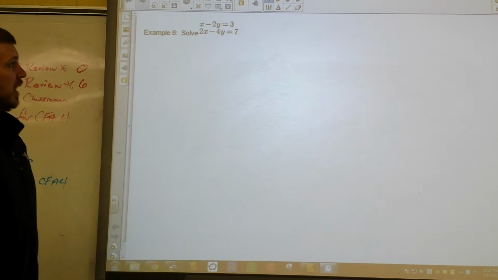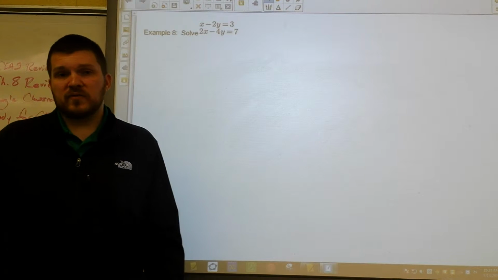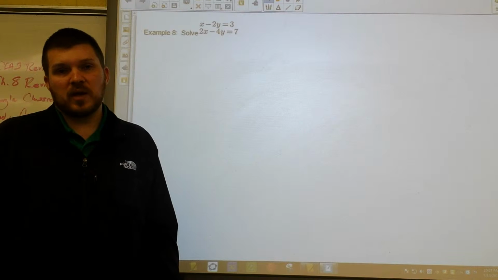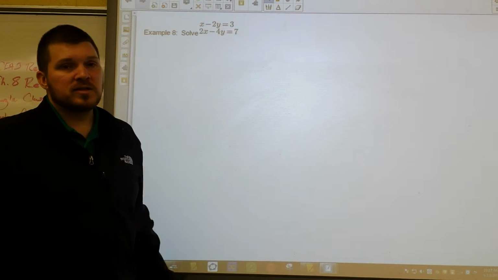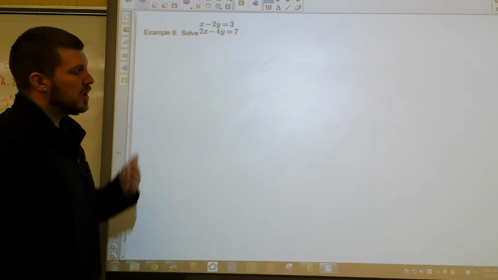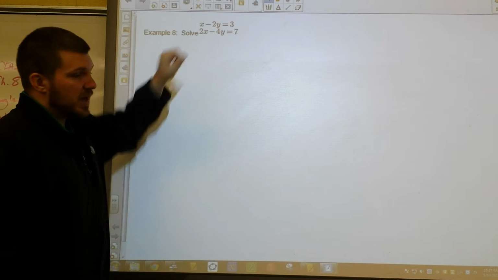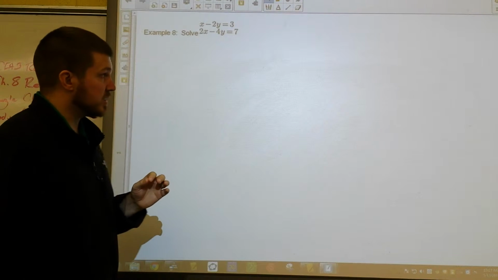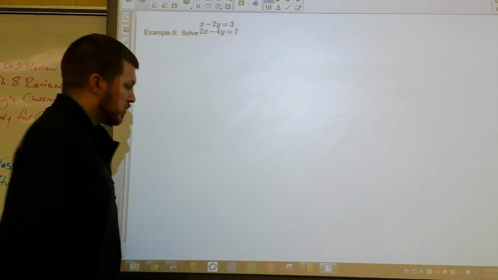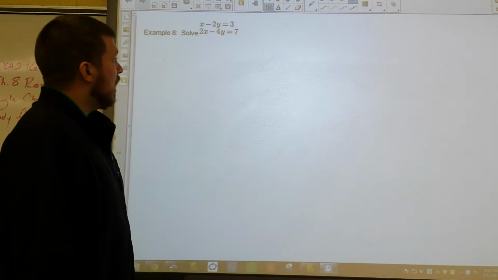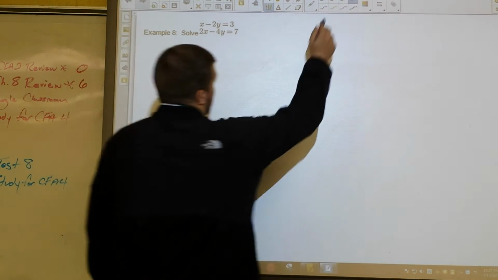Okay, in example 8, I want to solve. I can use any method I want to. I can use graphing if I want to. I can use substitution or elimination. It doesn't matter. What I am going to do is look at this system real quick and try to figure out which one's the easiest to use. Automatically in the top equation, I see an x that's essentially by itself. So that tells me substitution is probably going to be the easiest thing to do. Okay, so that's what I'm going to do. If you want to use elimination or you want to use graphing, that's totally fine. I'm going to do my scratch work for the top in green.